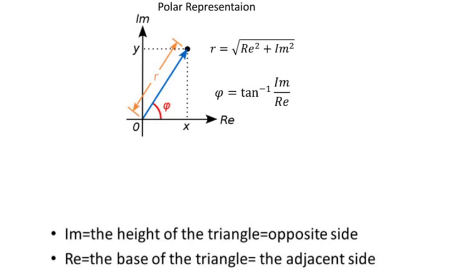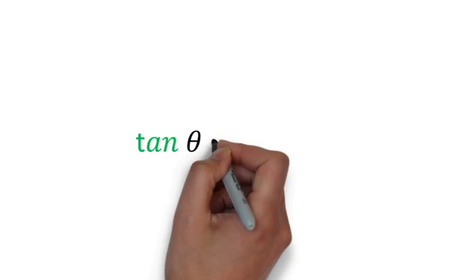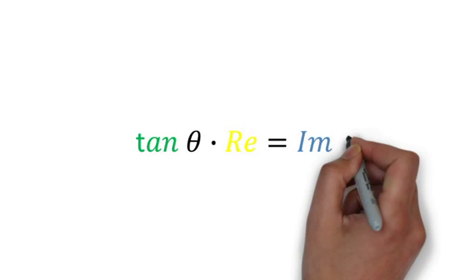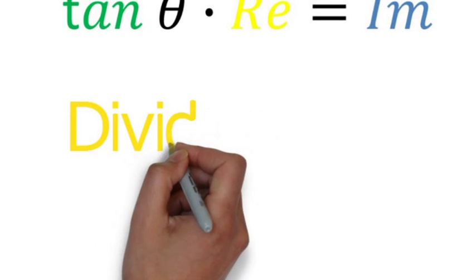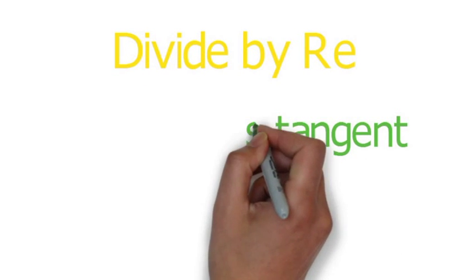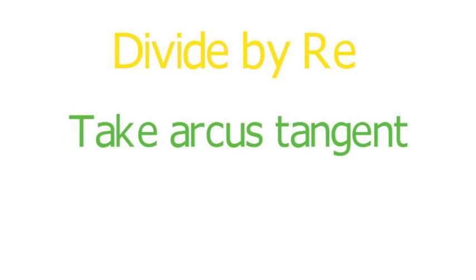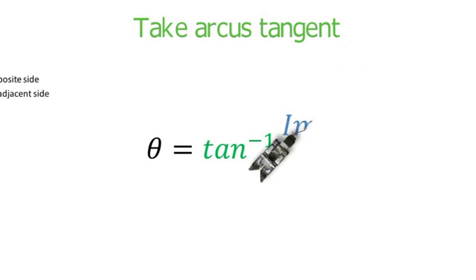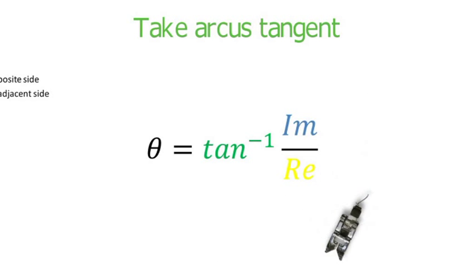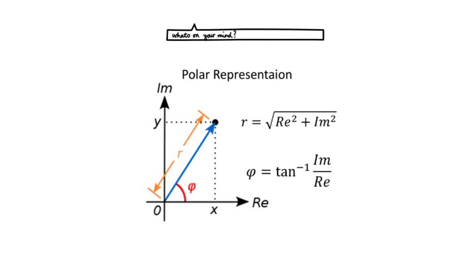You take the imaginary part as the height of the triangle, and the real part as the base. So in this arrangement, the angle is given by a tangent function. The tangent of the angle times the base is going to give the height. Rearranging it to the angle, we simply get that the angle is equal to the arctangent of the ratio of the imaginary part over the real part. As a result, we have an angle and a length which we identify as a radius.